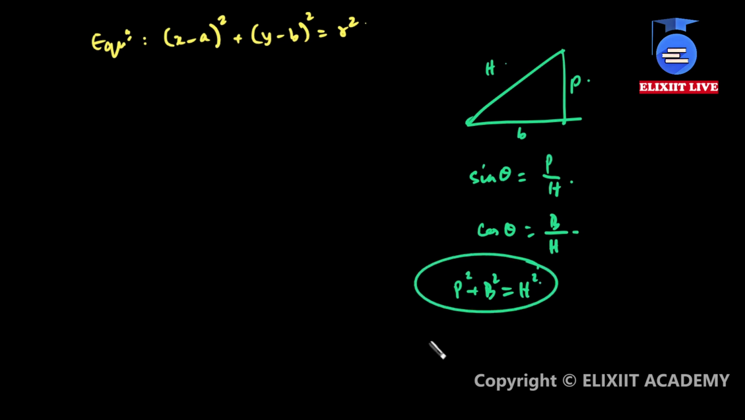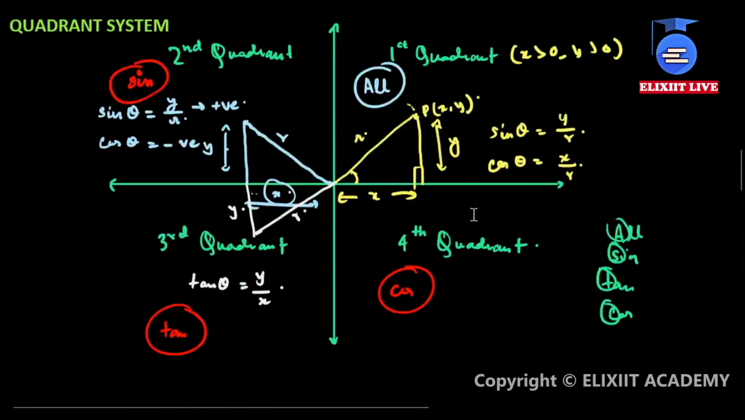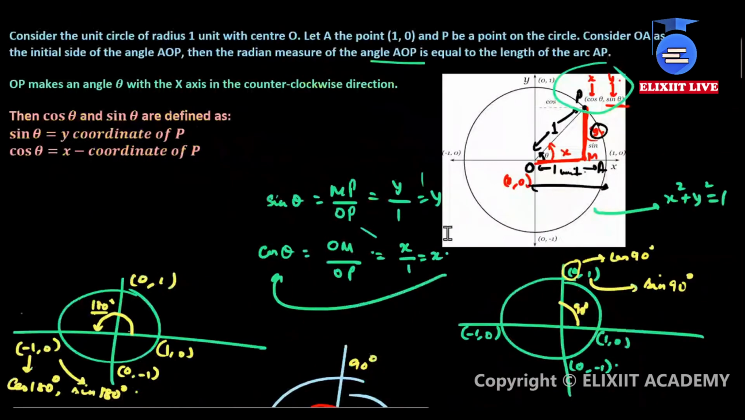In this identity, if you divide both sides by h square, this p by h is what? This is simply sin theta. So this is what you get: sin square theta plus cos square theta is equal to 1. This is how you used to do it in 10th standard. Now we are deriving it with respect to this unit circle. It is the same concept, but here, if you replace x by cos theta and y by sin theta, you will get the same identity. Any point on this unit circle is cos theta and sin theta, so simply replace x by cos theta and y by sin theta and you will get this identity.